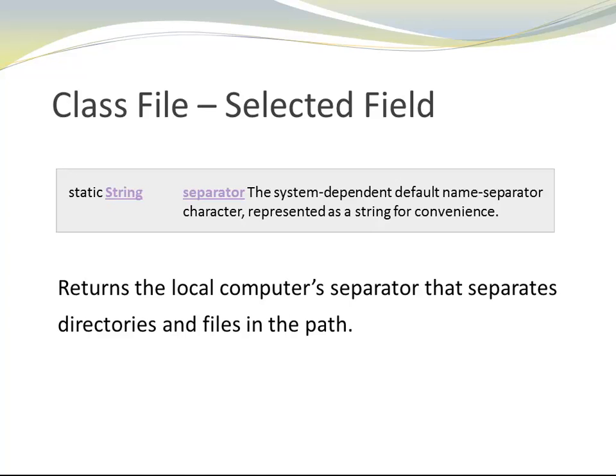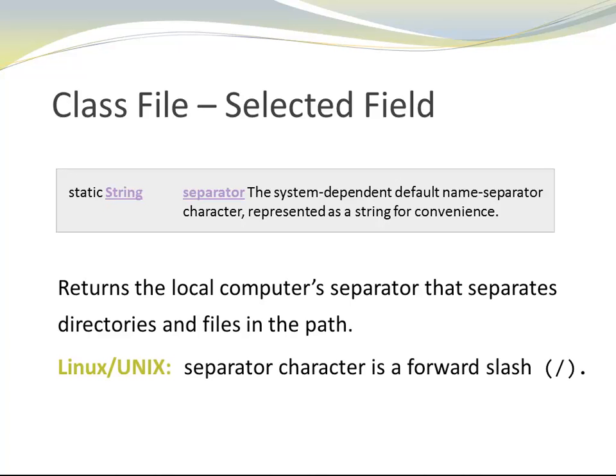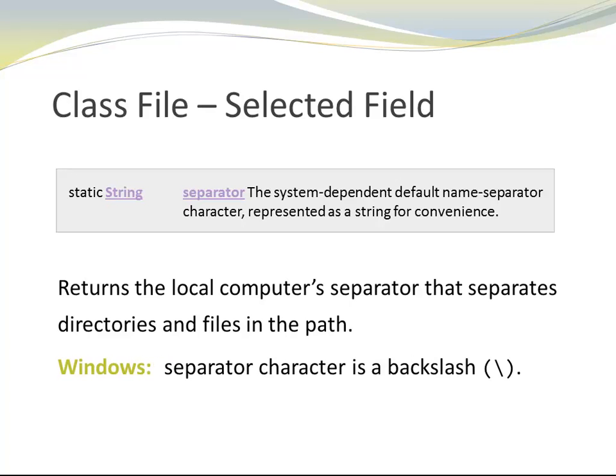The last thing I want to point out here is the static field separator. It returns the local computer's separator that separates directories and files in a path. If you have a Linux or Unix system, for example, the separator character would be a /. If you have a Windows system, the separator character would be a \.